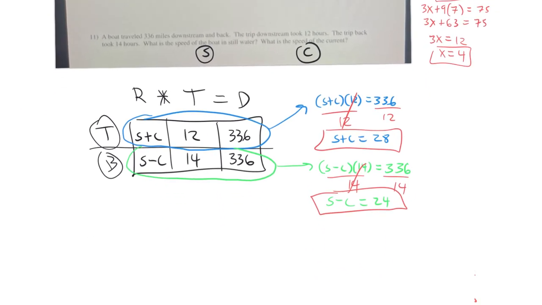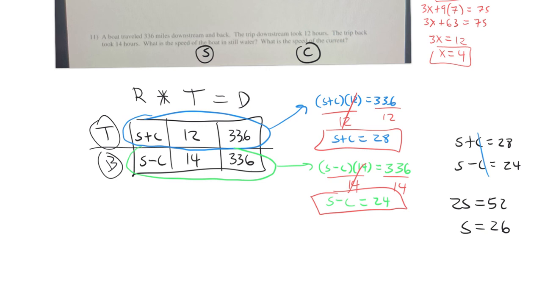So what we're going to do is we're going to stack the equations. We got S plus C equals 28. We got S minus C equals 24. Obviously, we should use the elimination method because when you add the bottom equation to the top equation, the C's will cancel. So that's exactly what we're going to do. So we're going to have 2S equals 52. 52 divided by 2 is 26. So the speed of the boat in still water, which is S, is 26.